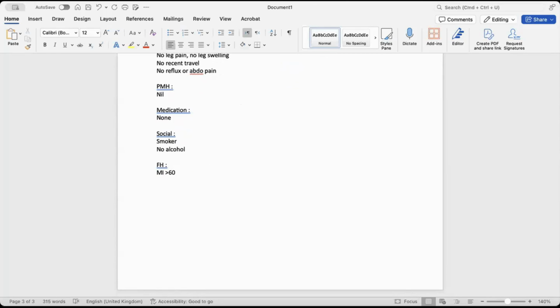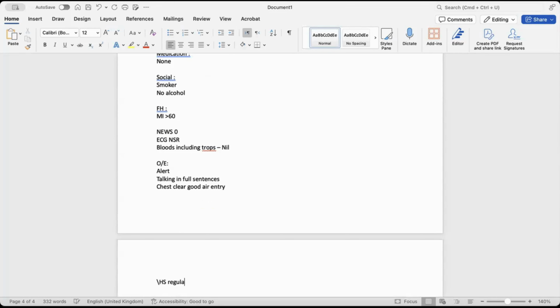So we've done that. We've done the NEWS score, which is 0. Our patient has a normal sinus rhythm, bloods, and usually what we do is we say including TROPs. Okay, that's something that we like to write, including TROPs are nil. So anyone who reads knows that we actually did a TROP. This patient is alert, talking in full sentences, chest clear, good air entry, all sounds regular, and she's tender over the chest wall.